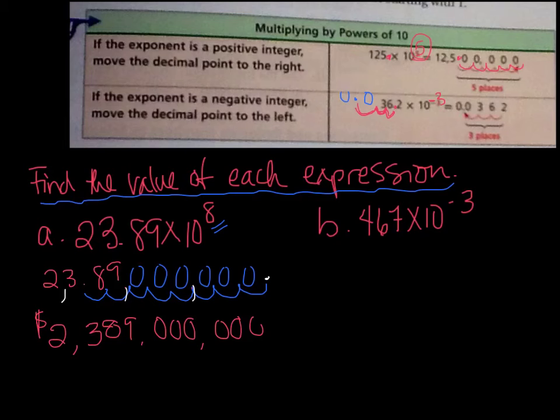The next, we have 467 times 10 to the negative 3. After that, let's look at this. 467, and our decimal point is right there, and we are going to be moving it over negative 3, and that means we're moving it to the left. We are making this number smaller. We're moving it over 3 total places, 1, 2, 3, and we get 0.467. I believe we are now getting the hang of this.